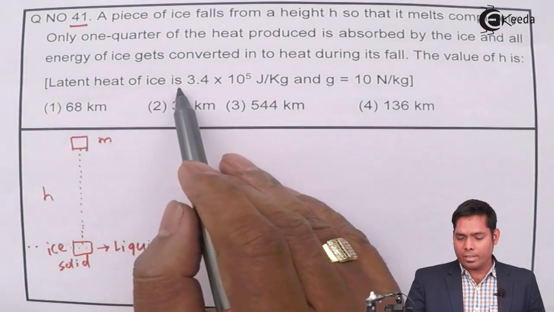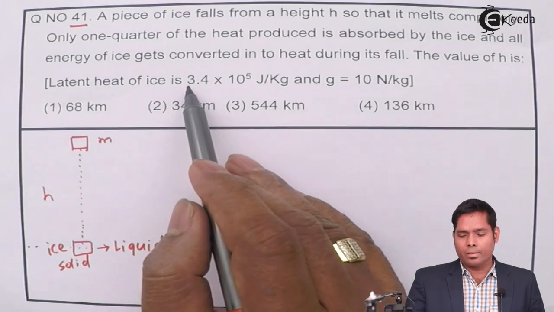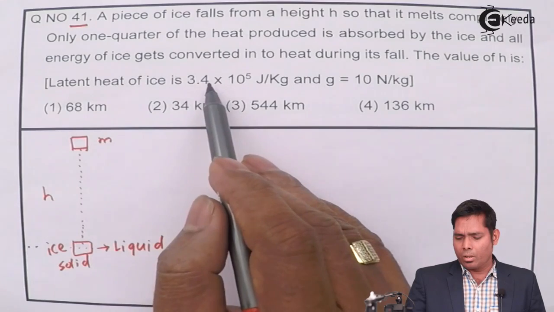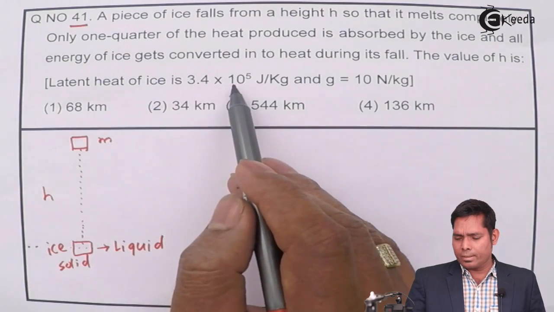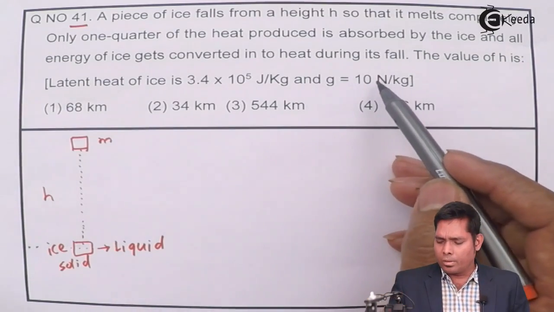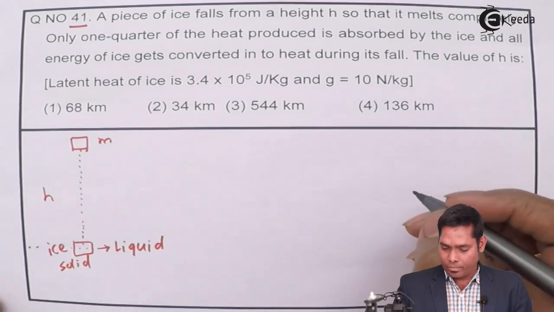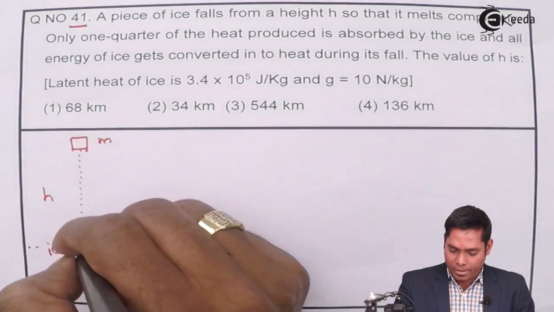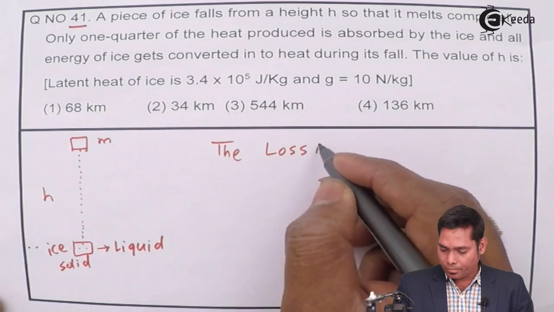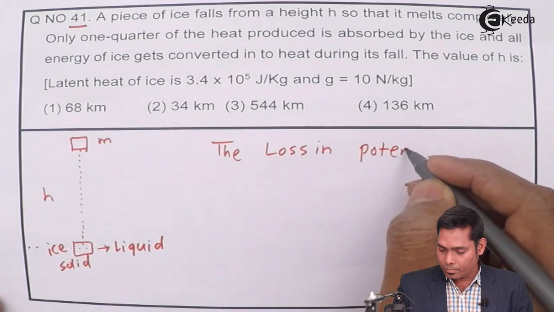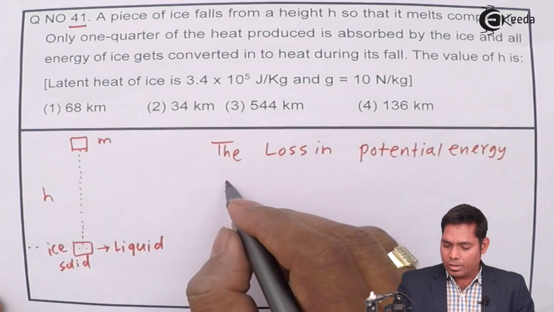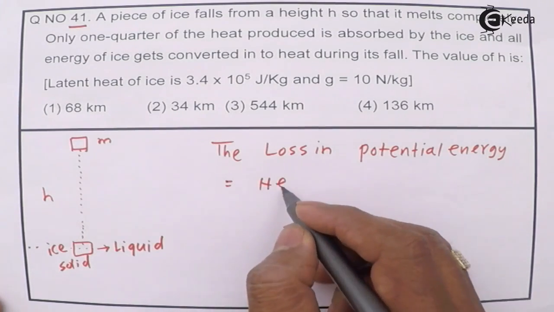The latent heat of ice is given, which is nearly 80 calorie per gram. Latent heat of ice is 3.4 × 10⁵ joule per kg, and g is 10 newton per kg, or meter per second square. We know that when a body falls by a distance h, the loss in potential energy is equal to heat produced.